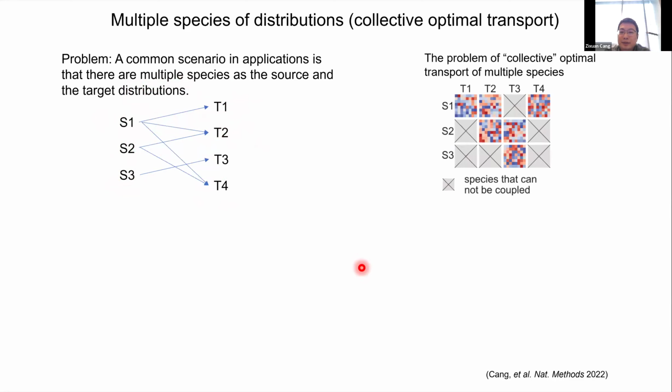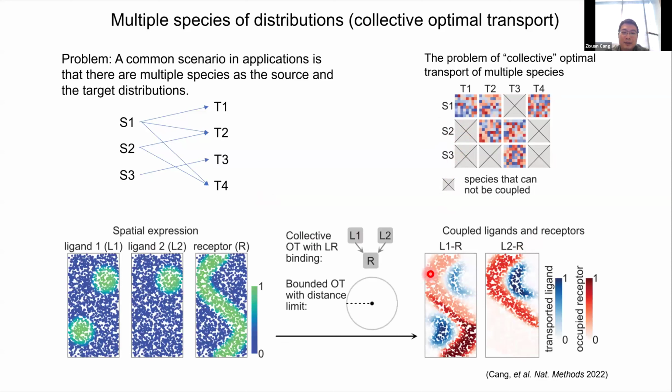For this, we can show that we can turn this into a huge optimal transport problem, considering all the molecular species at the same time, by introducing these large blocks of infinity values in the cost matrix. So as a result, we can see here, this is the effect we get. Basically, when we consider each pair of ligand receptor interaction, we're also capturing the competition between the ligand receptor species.